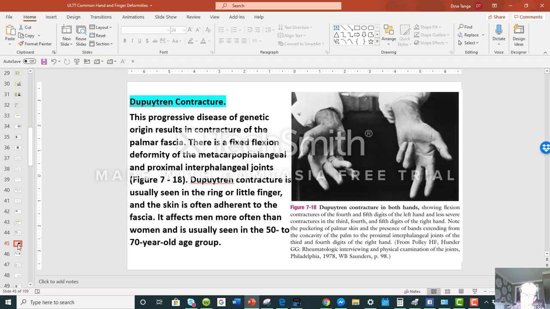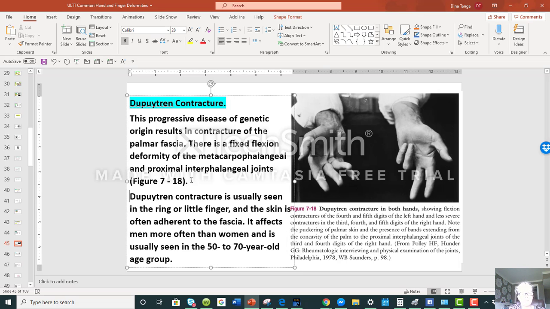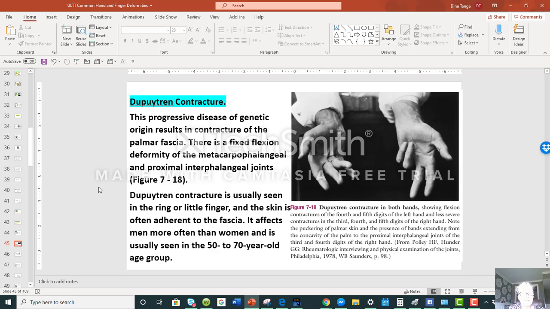Dupuytren contracture. This progressive disease is of genetic origin, results in contracture of the palmar fascia. There is a fixed flexion deformity of the metacarpophalangeal joints and proximal interphalangeal joints. Dupuytren contracture is usually seen in the ring or little finger, and the skin is often adherent to the fascia. It affects men more than women and is usually seen in the 50 to 70-year-old age group.